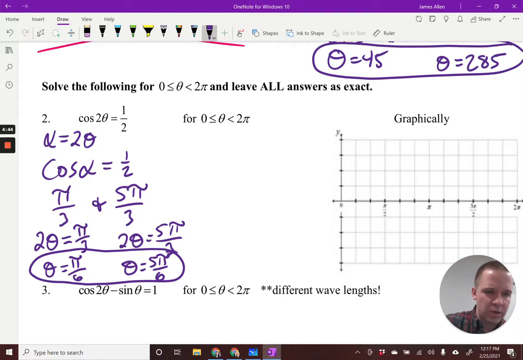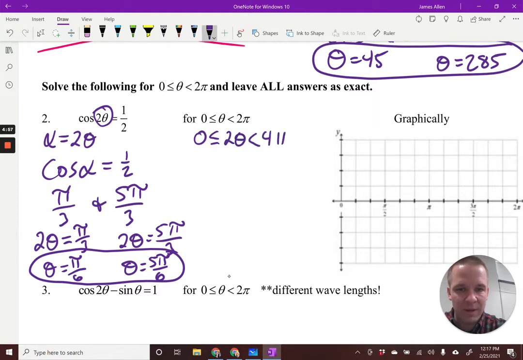But here's the kicker. Are you ready? We're restricting theta to 2 pi, but we're dealing with 2 theta. So we need to now expand this domain for 2 theta. So we got to double everything. Now that becomes 4 pi.